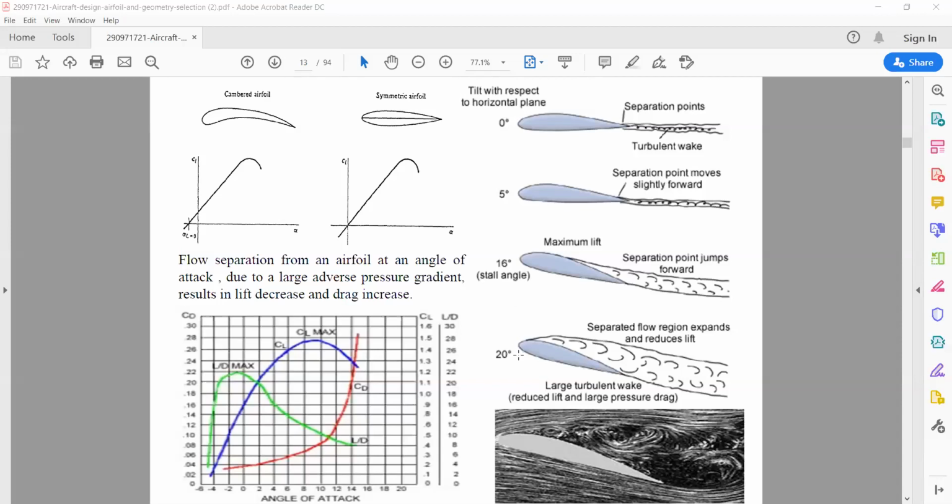The 16 degree, 20 degree, and 5 degree, 0 degree: when the angle of attack increases, we can see the separation shifting up. So that is leading to turbulence. Therefore, it is a function of Reynolds number as well as the free stream Mach number and the angle of attack. So that makes sense now.